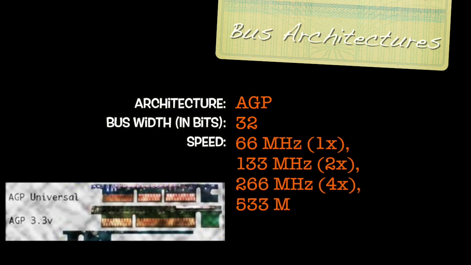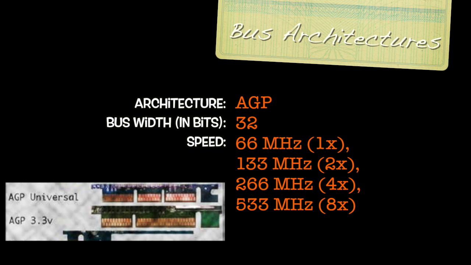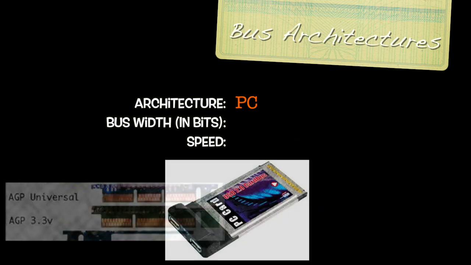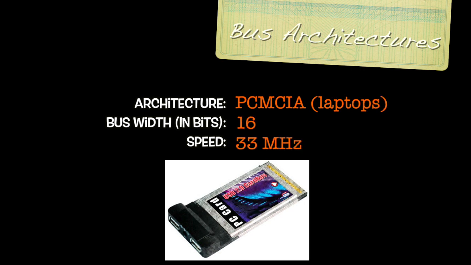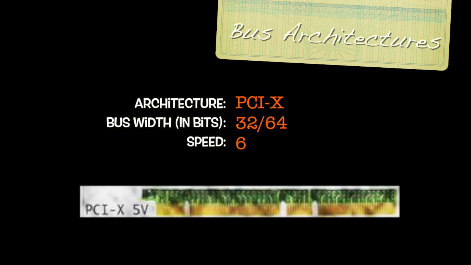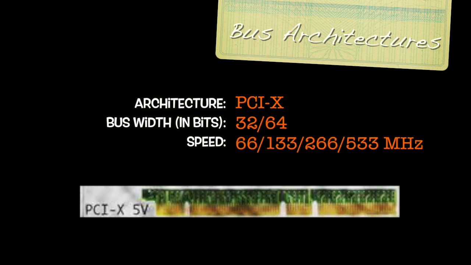The AGP has a bus width of 32 and a 1x speed of 66 MHz, a 2x speed of 133 MHz, a 4x speed of 266 MHz, and an 8x speed of 533 MHz. In laptops, the PCMCIA has a bus width of 16 and a speed of 33 MHz. The PCI-X has a bus width of 32 or 64 and a speed of 66 or 133 or 266 or 533 MHz.